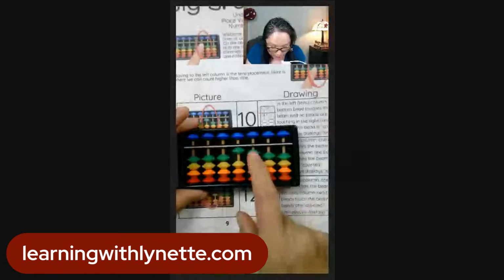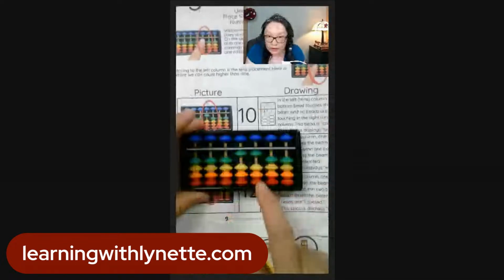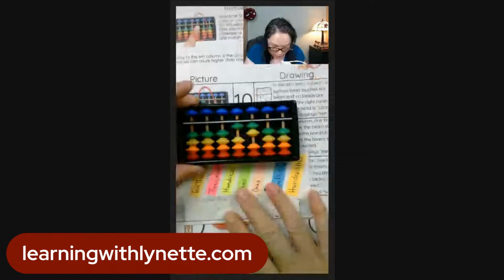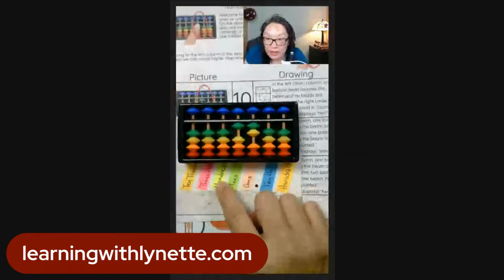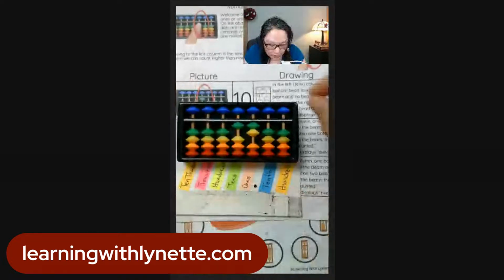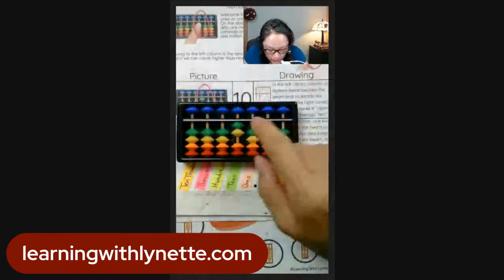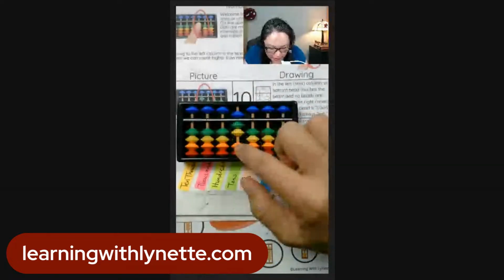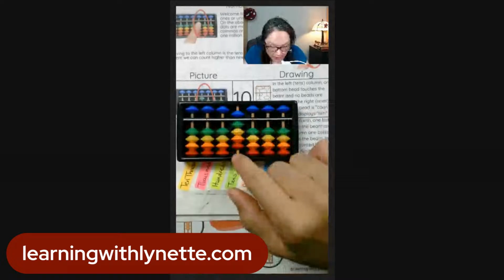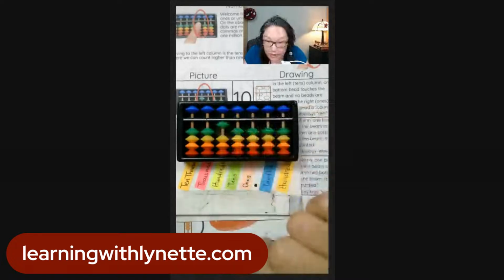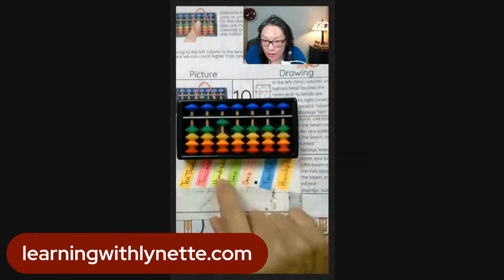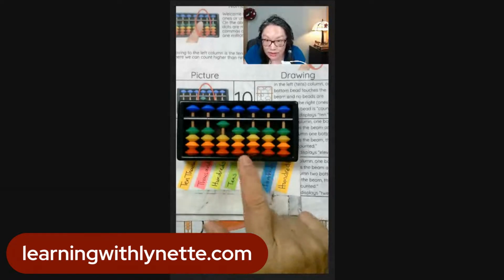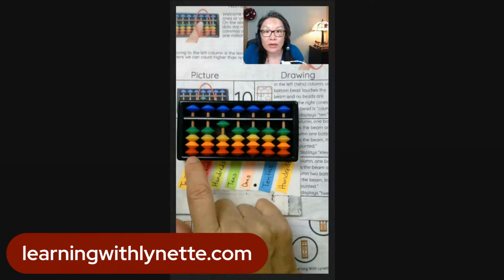So we have 11, and then we have 12. 12 looks like a 1 and a 2. How do I know? Well, here is my ones place, my tens, my hundreds, my thousands, my 10,000. We have 10, 20, 30, 40, 50, 60, 70, 80, 90. After 90, we have 100. 100 is in our hundreds column. Every column is a place value: our ones, tens, hundreds, thousands, and 10,000.